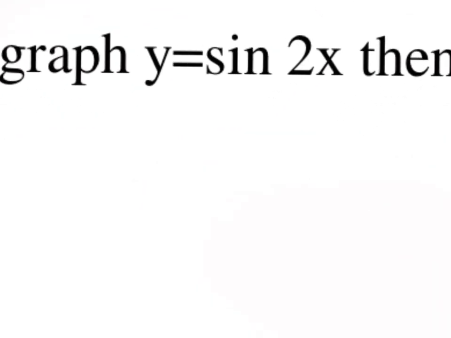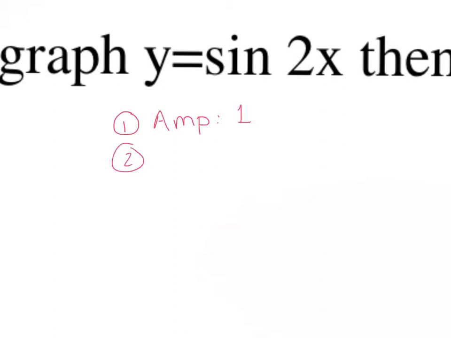So the first thing I'm going to do is graph y equals sine 2x. Remember when we graph sine, the first thing we identify is our amplitude. What is the amplitude here? 1. Good. The second thing we identify is the period. What's the formula for period? 2 pi over b. Good. So here I'm putting 2 pi over 2, and I get pi.